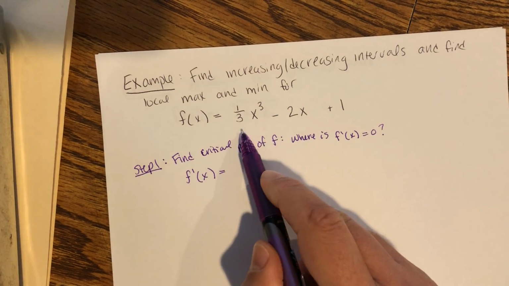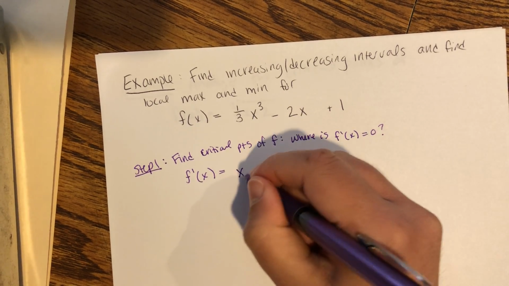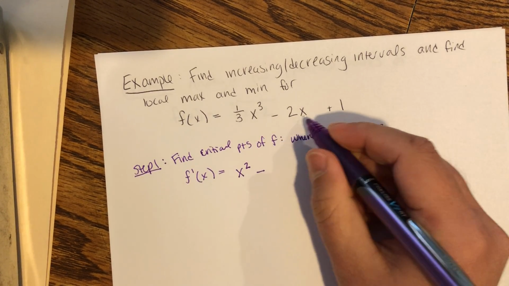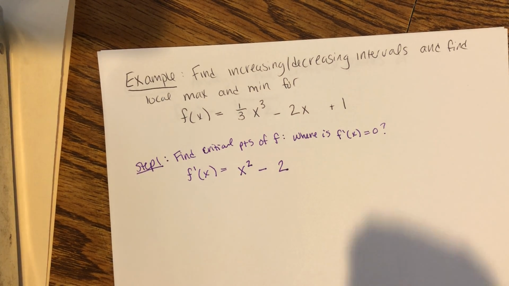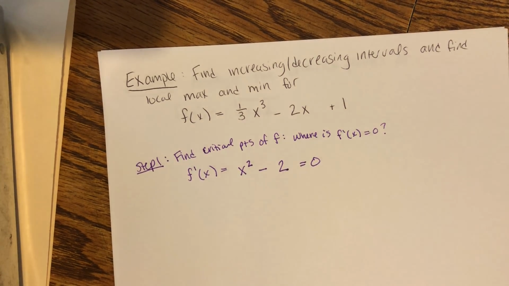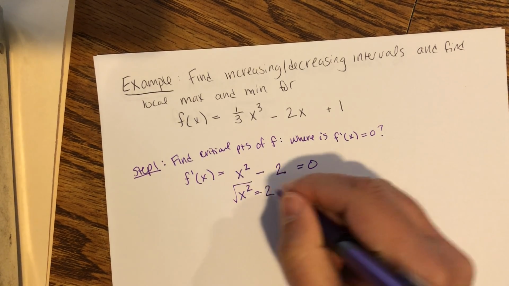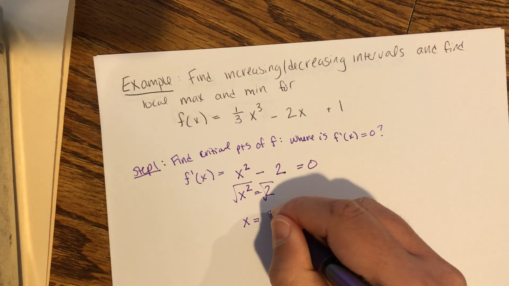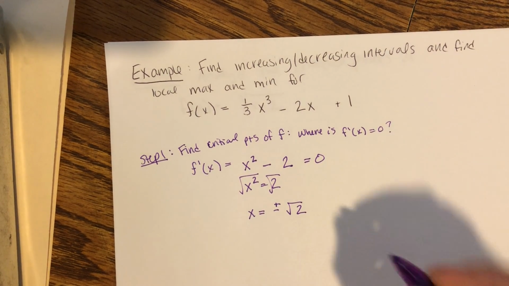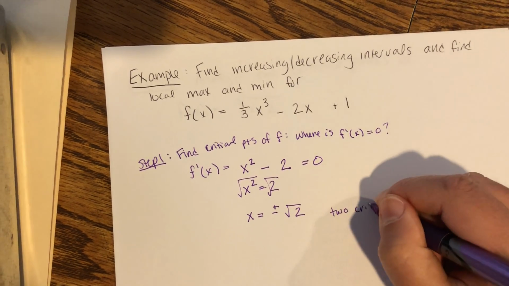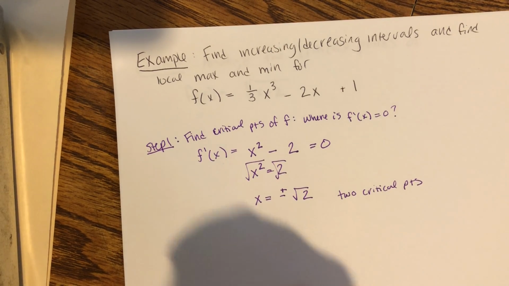F prime of x is going to be the derivative of 1/3 x cubed, which is 1/3 times 3, which gives you just 1, x to the second power, minus the derivative of 2x, which is just 2. The derivative of 1 is 0. Okay, so we set this equal to 0 and solve. So we get x squared is equal to 2, and if we take the square root of each side, we get that x is equal to positive or negative square root of 2. We have two solutions here, two critical points: the positive square root of 2 and the negative square root of 2.